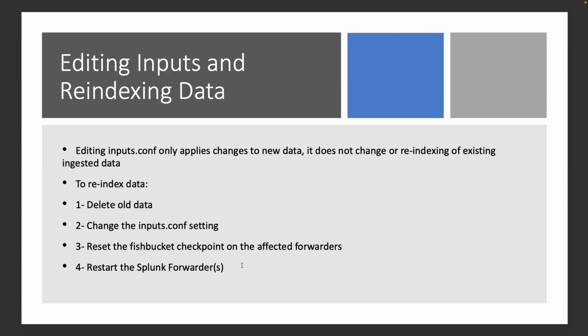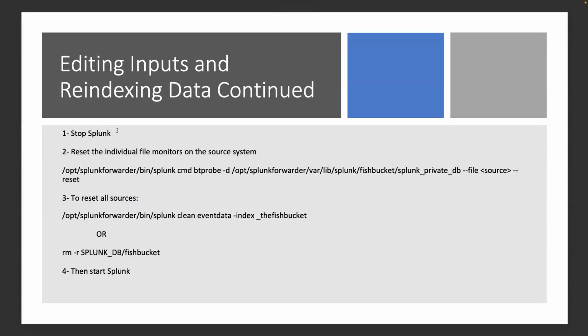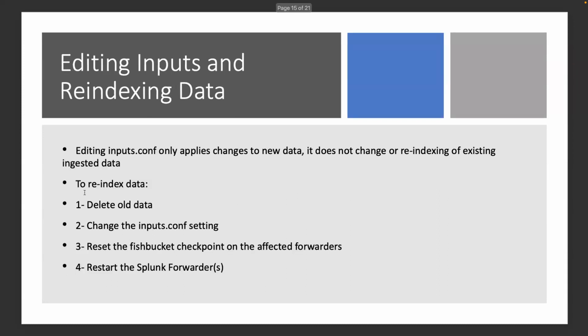So we're going to go and ingest some log files and see the error, and then we'll try to fix it. And this is just detail here. To reset the fish bucket, the whole flow is first to delete the old data, right? Because you want to remove it from your view, and then fix the problem, reset the fish bucket, and then restart. So how do you reset the fish bucket?